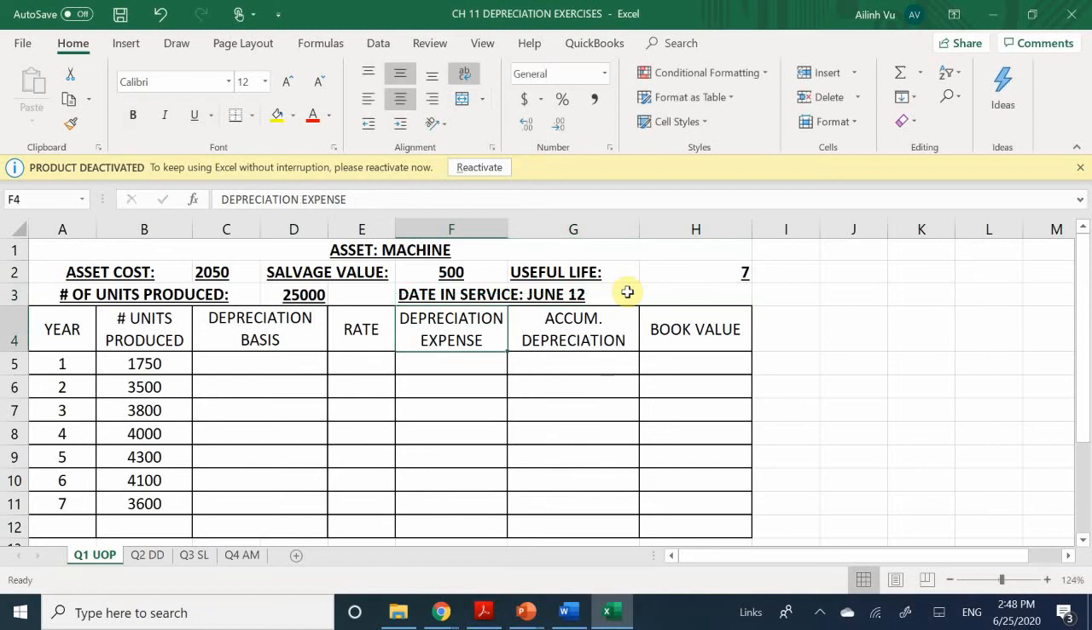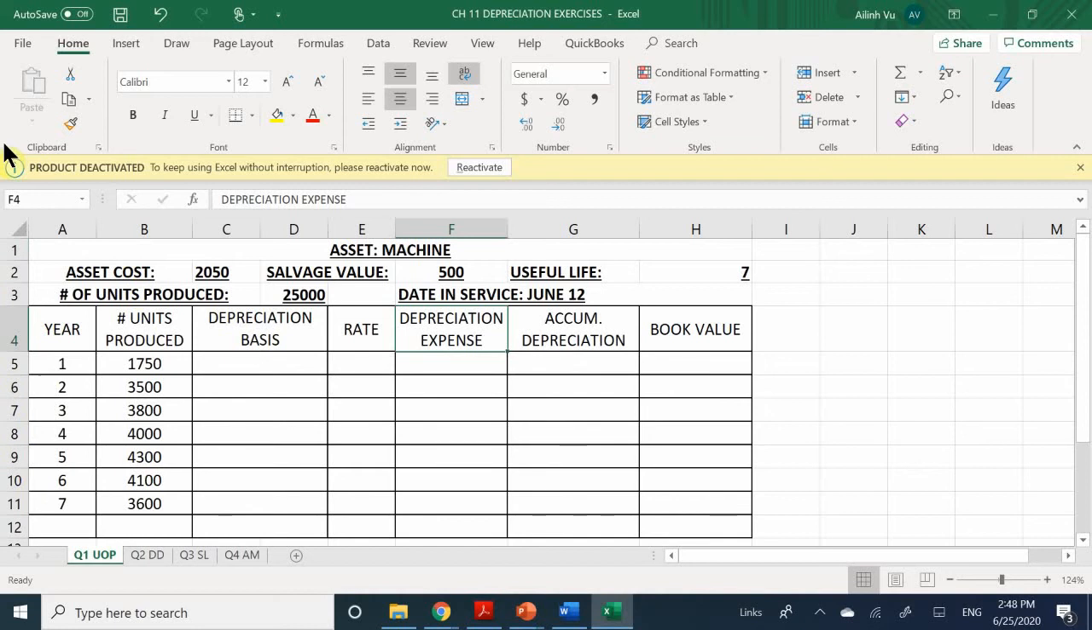In this case, does it matter when we put it into service? It always matters. But okay, what depreciation method are we using? Units of production. So do we care about when we put it into service? No, it's not time sensitive. We only care about how many units it can produce.